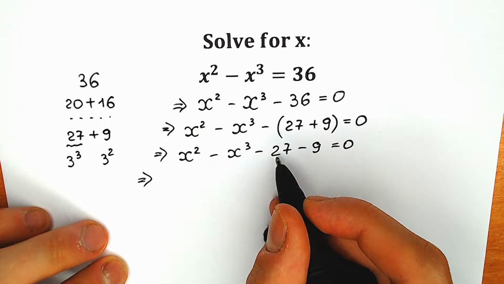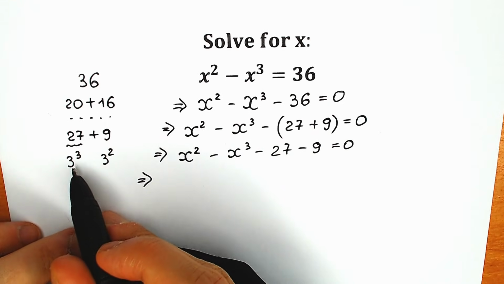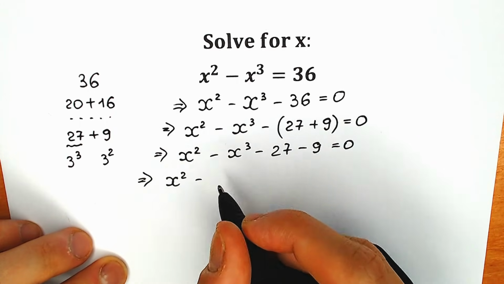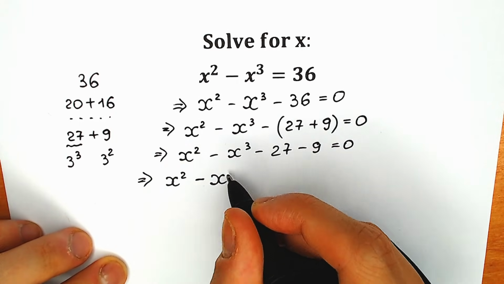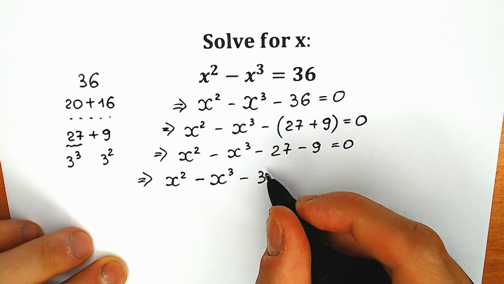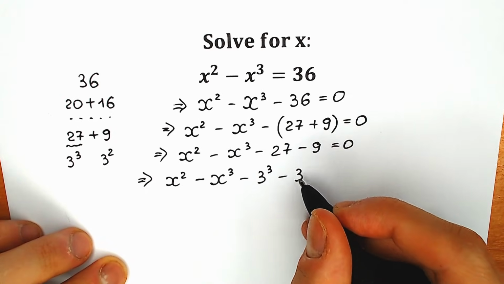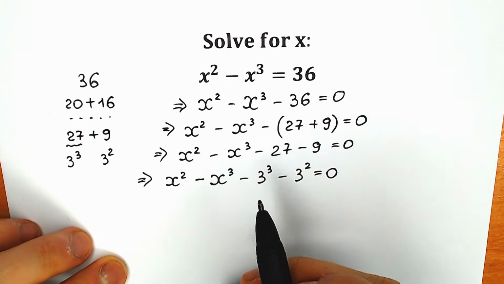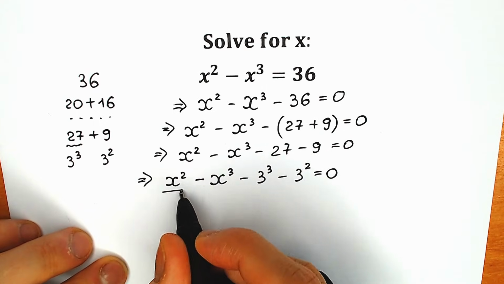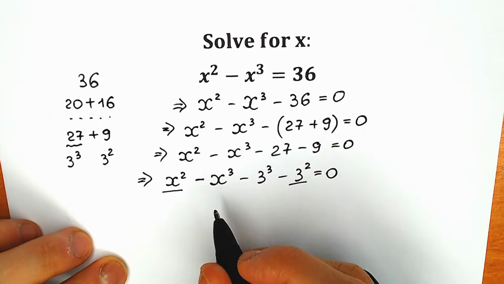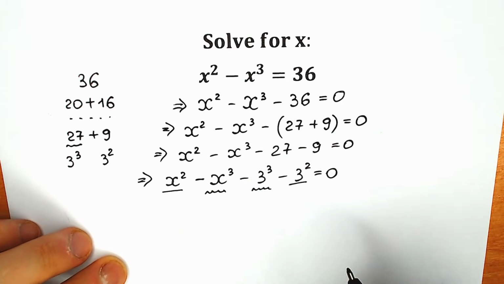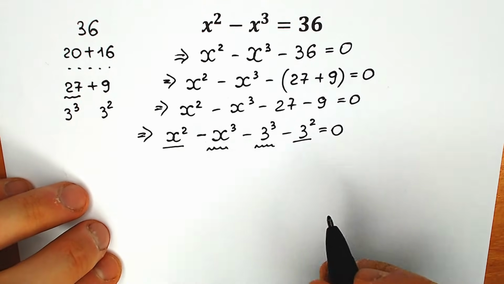Okay, right now, instead of 27, as I said before, we write 3 cubed. Instead of 9, we write 3 squared. So we have x squared minus x cubed minus 3 cubed and minus 3 squared equals 0. And right now, as I said before, we can group. So what do we have? We have x squared and we have 3 squared, so we can group them. We also have x cubed and we have 3 cubed, so we can also group these elements.